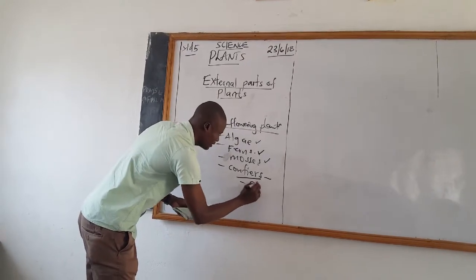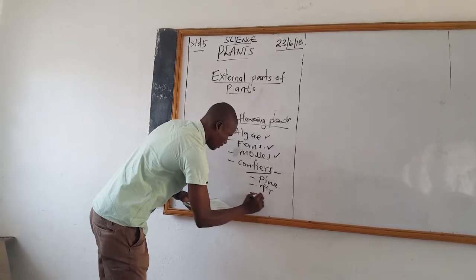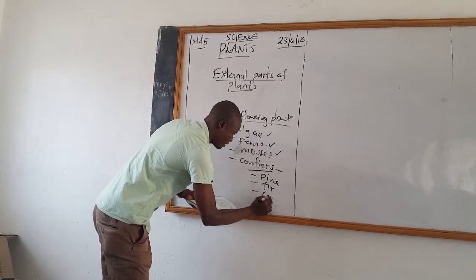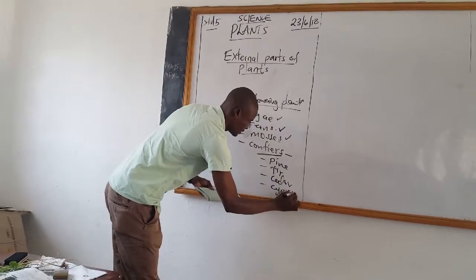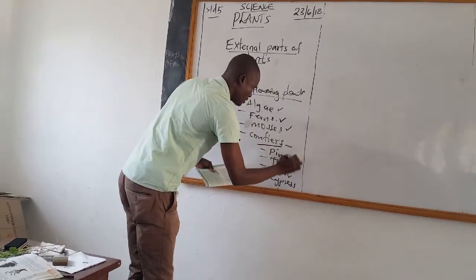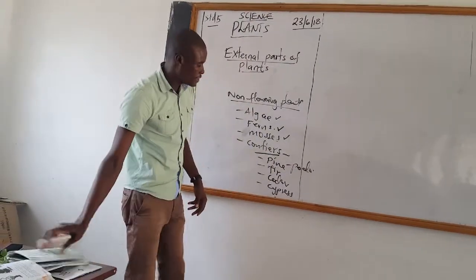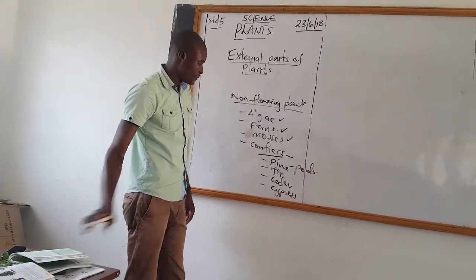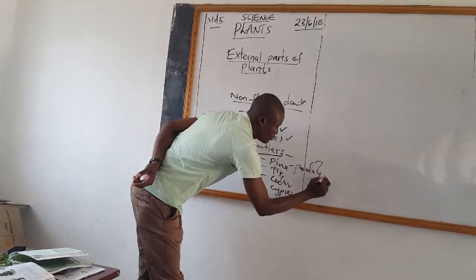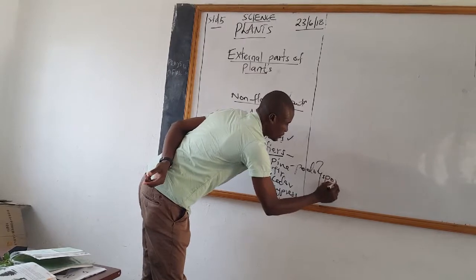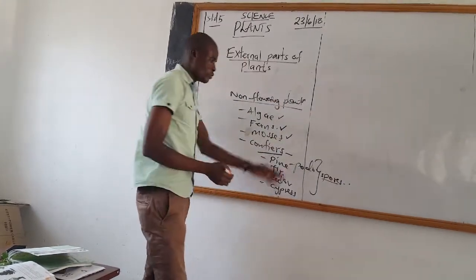We have pine as number one. Then we have fir. Then we have cedar. Then we have cypress. And then lastly we have a tree called podo. So these ones are very big trees. And they reproduce through spores.